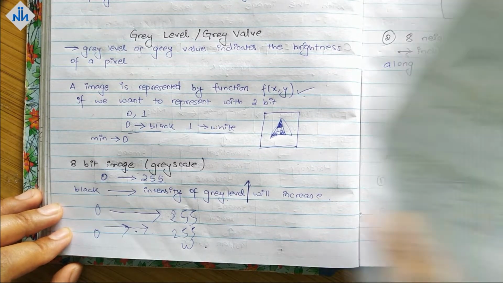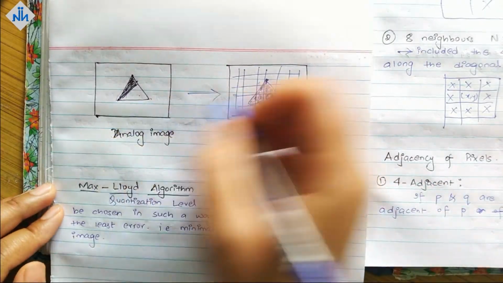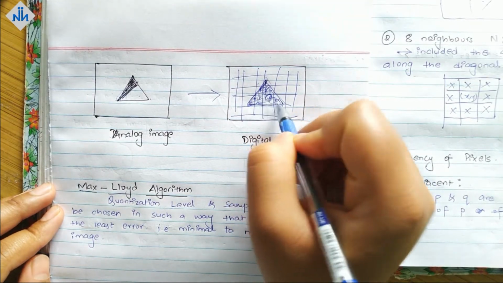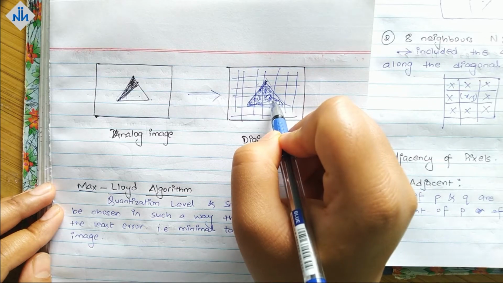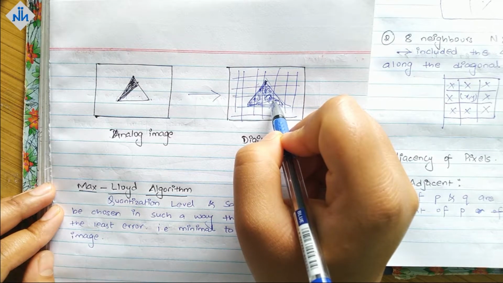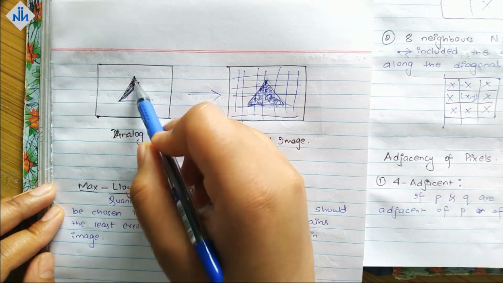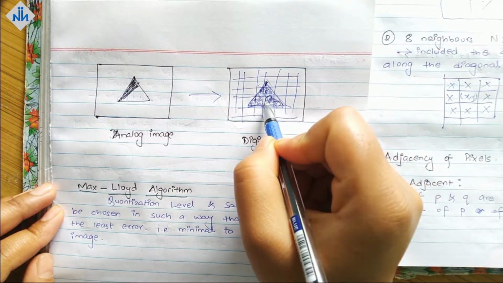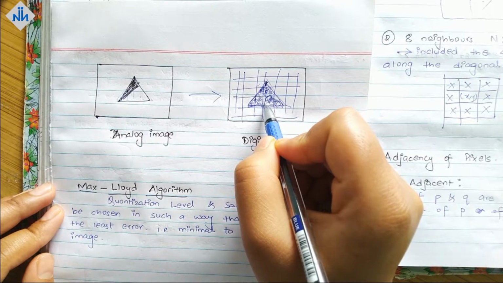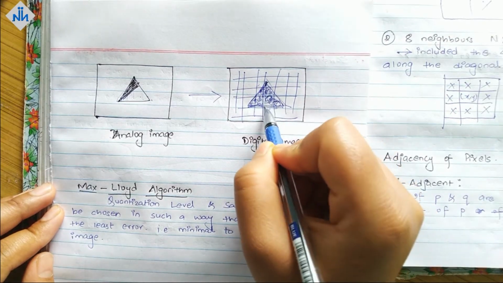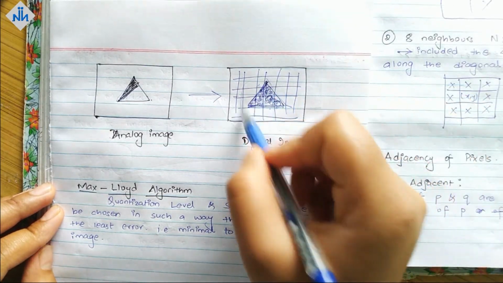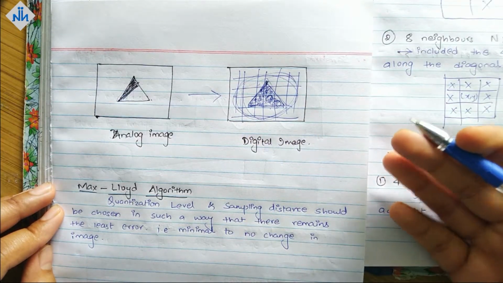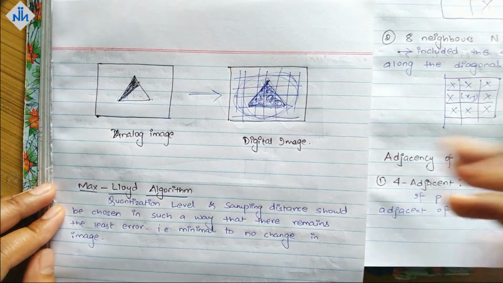Similarly, in this one, the image will first be sampled, and then we have the coordinate values, and after getting the coordinate values, we quantize it. Quantizing means for every pixel we assign some gray value, and it gives us the intensity of that particular pixel, and making everything come together, we have an image at the end.